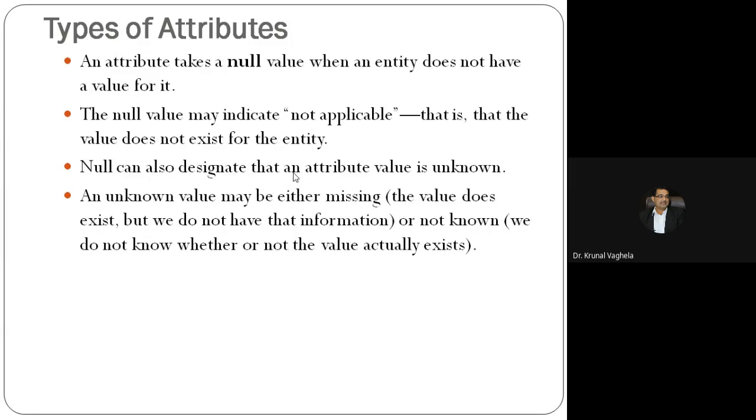One more is null values. The attribute takes null value when the entity does not have a value for it. For example, if I ask you about passport number, and what if you don't have a passport? I should not put 0. I should not put nil. But in the language of DBMS, it is null. It is written NULL. Null means nothing or does not exist or is not known. Let's see in detail.